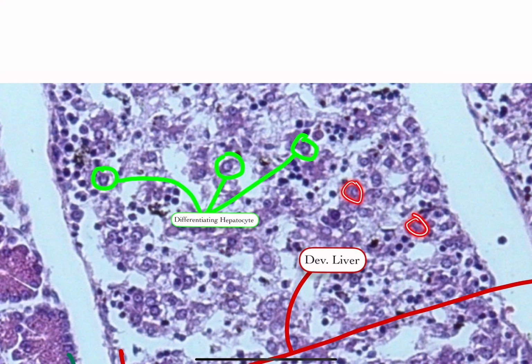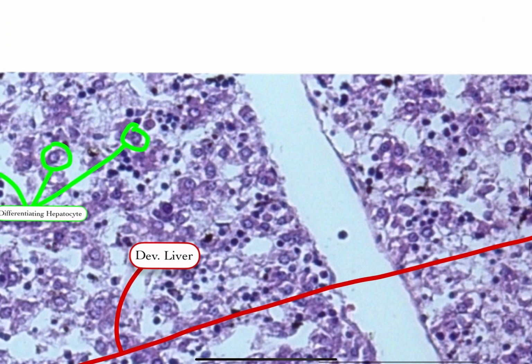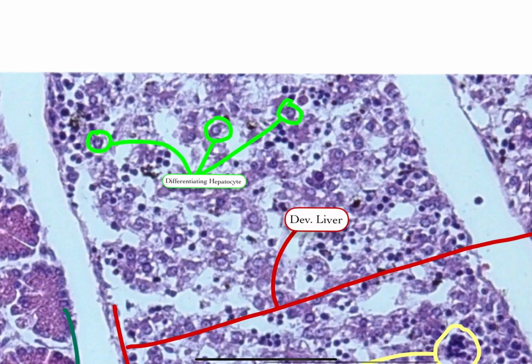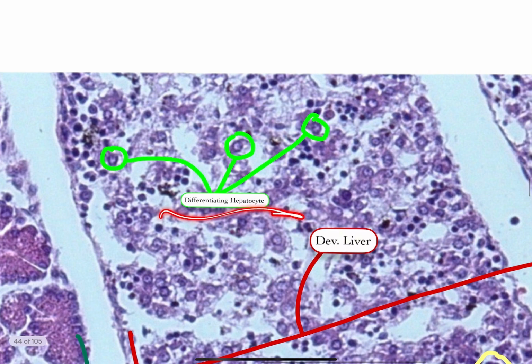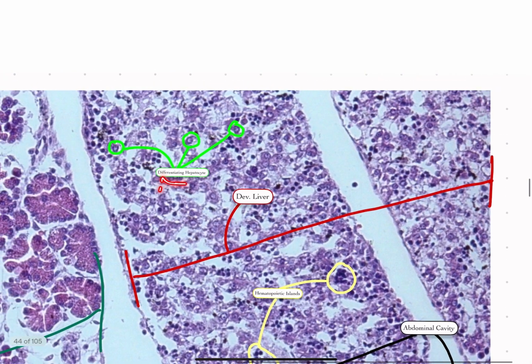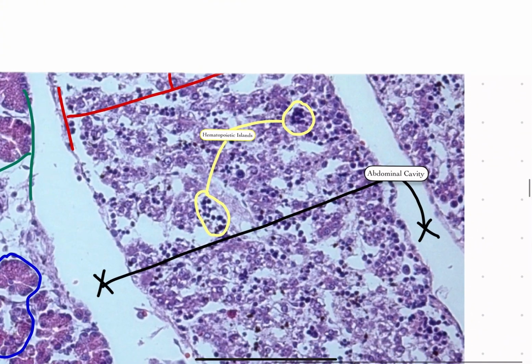But again, they're these large cells with a large nucleus and a pinkish cytoplasm, very distinguishable from all of these darker cells of the hematopoietic islands, but we'll get to that in a second. So differentiating hepatocyte is what you'll have to write. Differentiating as the adjective, I think, is important in order to gain all the points.